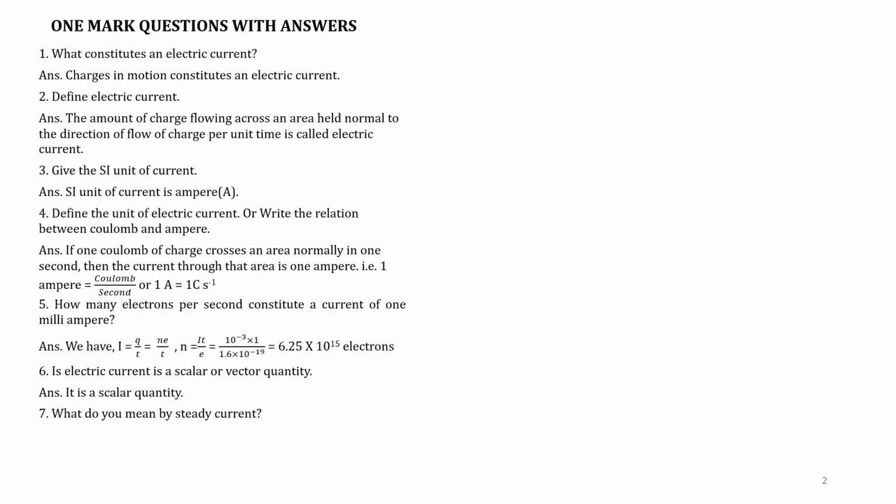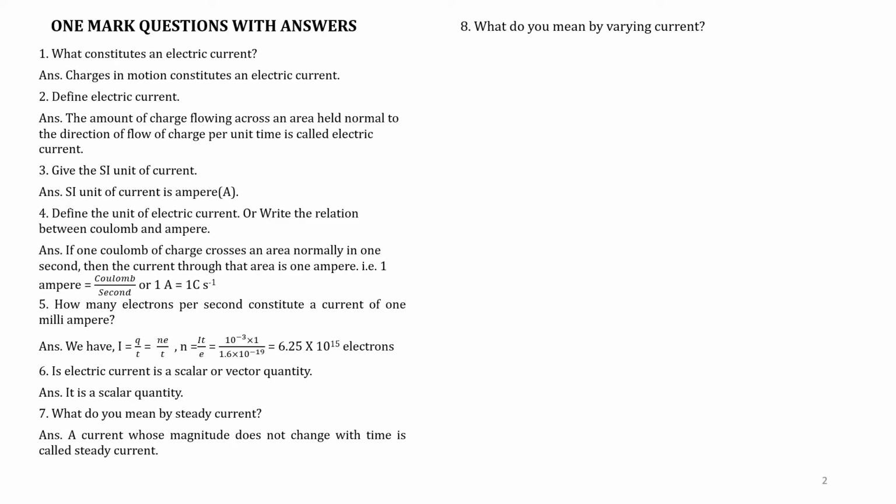Therefore, he has asked in the question for 1 milliamp. 1 milliamp means 1 into 10 to the power of minus 3. Divided by e, where the charge of an electron is 1.6 into 10 to the power of minus 19. Simplifying this, we get 6.25 into 10 to the power of 15 electrons.